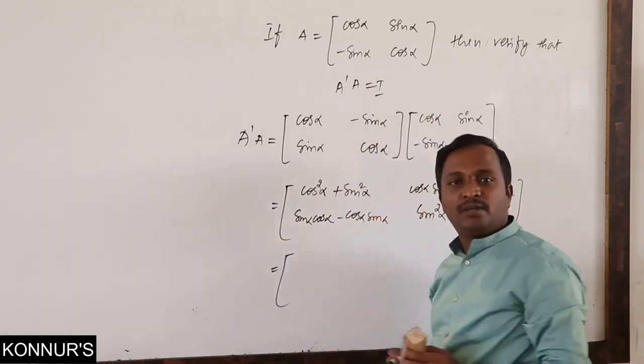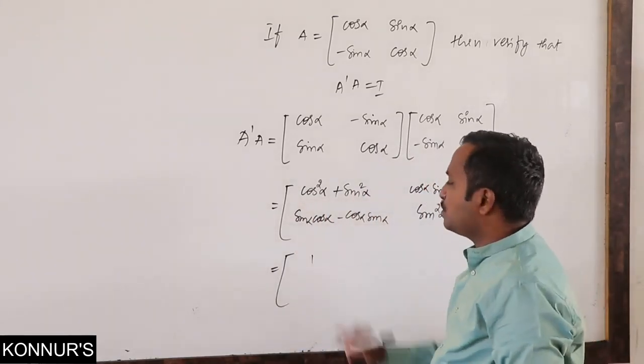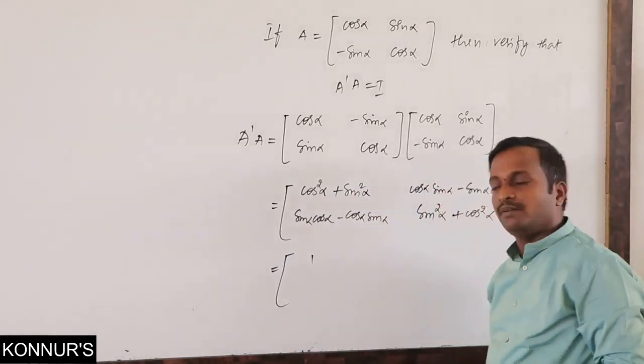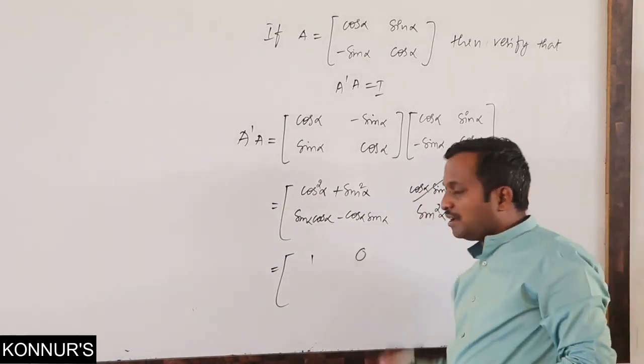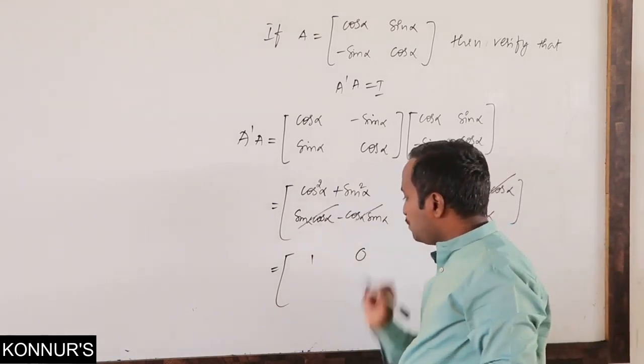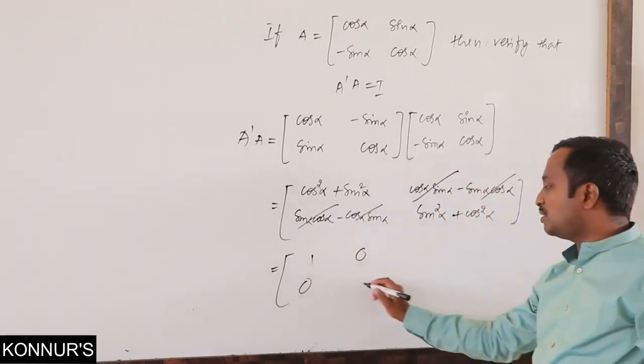We know the identity, very important. Cos square theta plus sin square theta is always equal to 1. So cos square alpha plus sin square alpha equal to 1. And what happened? These two get cancelled, opposite sign. Now both are the same, opposite sign, cancel. So 1, 0. This is sin square alpha, cos square alpha, 1.